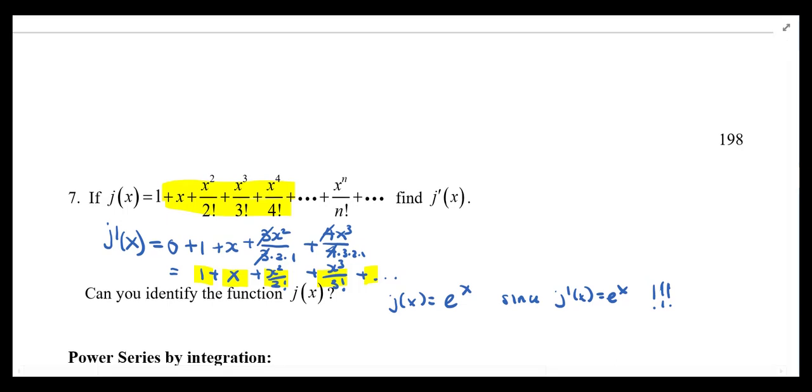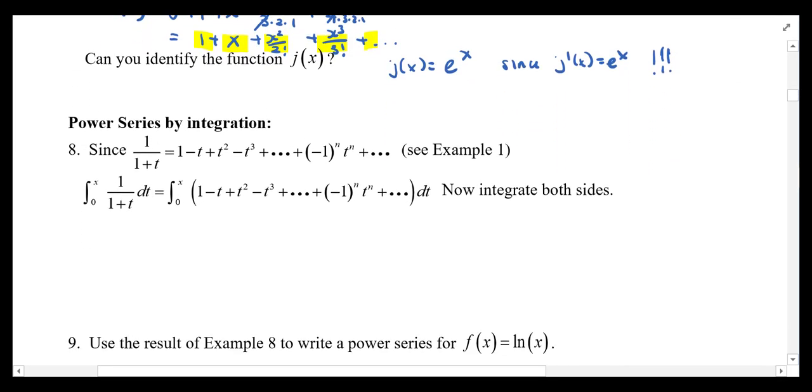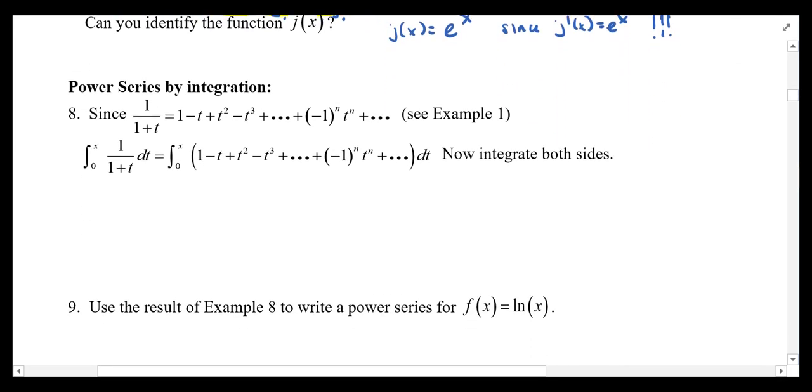Okay. Now, we can also go backwards. If we can differentiate, we can integrate. So looking at example number 1, we had this expression 1 over 1 plus t, I changed the variable from x to t this time. And we have this power series of 1 minus t plus t squared minus t cubed and all that. This time now, I'm going to ask you to anti-differentiate this from 0 to x.